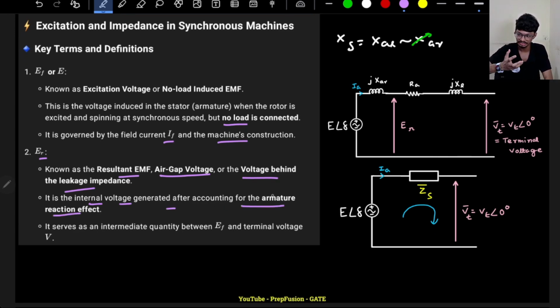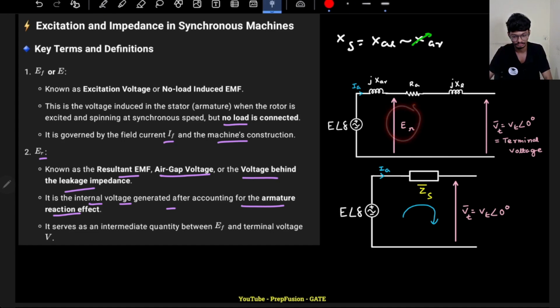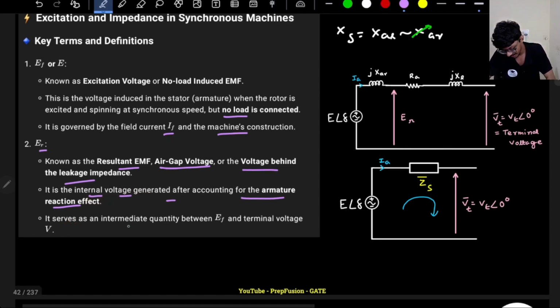So due to armature reaction, either the overall flux will increase or decrease, right? So taking that into account, that will be the resultant EMF here. That is also known as the internal voltage. We are not interested in this because we cannot actually measure it properly. We can never measure it. It serves as an intermediate quantity between the field excitation and the voltage. Okay, this is a variable quantity.